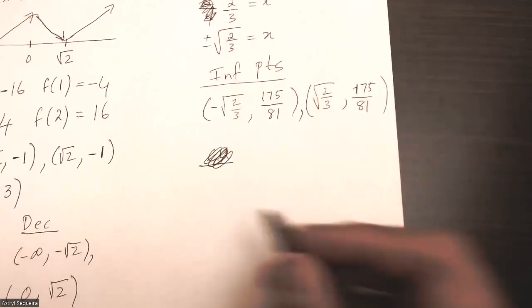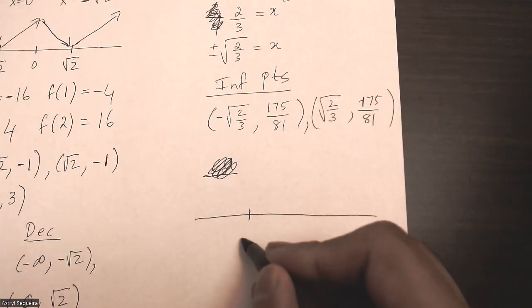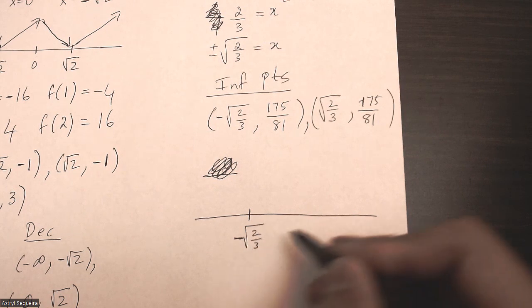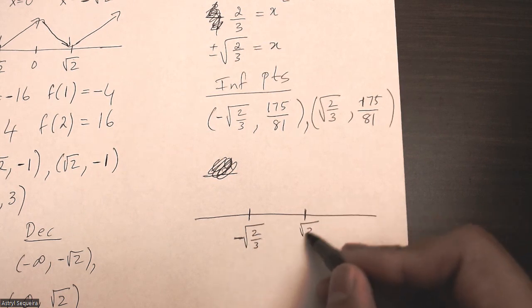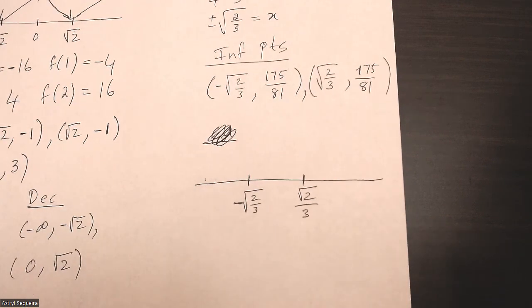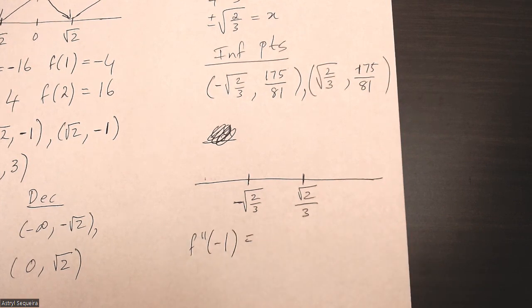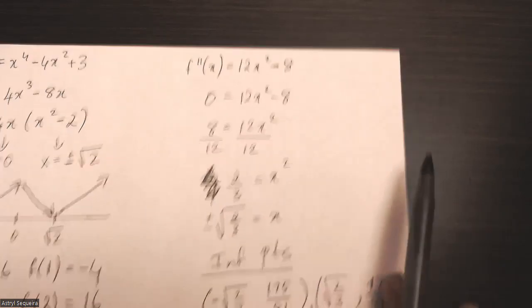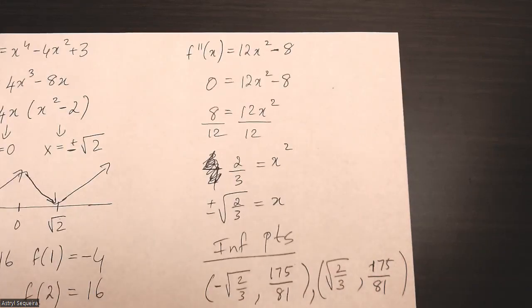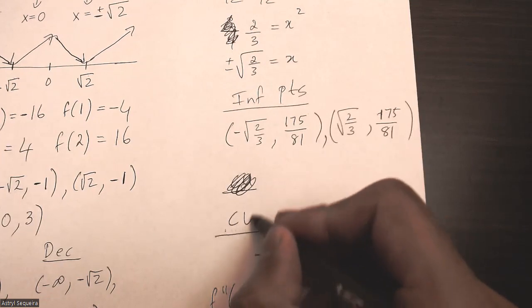So now that I found my inflection points, I can do my intervals of concave up and concave down. Oops. I'm going to draw my number line for that. I'm going to put my inflection points on the number line. So negative root 2 over 3, and here positive root 2 over 3. I'm going to test all my three ranges. I'll pick a number out here. I'll just pick -1. So f double prime of -1. If I sub in -1 into this equation over here, I'll get positive 4. So if it's positive, it means the interval is concave up.